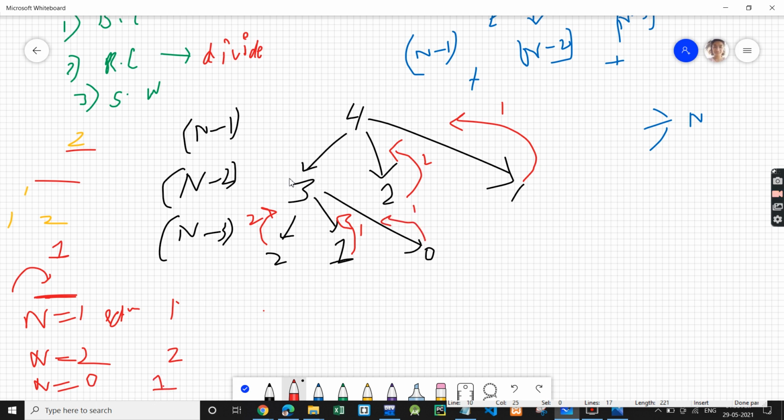So at 3, what is the result? 2 plus 1 plus 1. So we get 4. Means there are 4 ways to reach the third stair. Let's see how. So one way is this, right? And one way is this, or this, or just the 3 jumps. So there are 4 ways to reach the third stair. Hence we got 4 over here. So when we got 4, we will return 4.